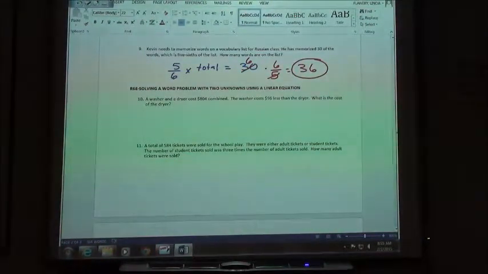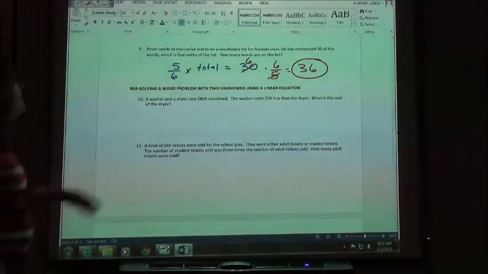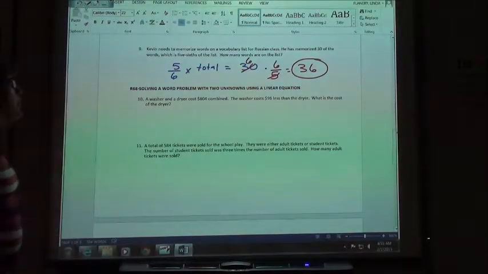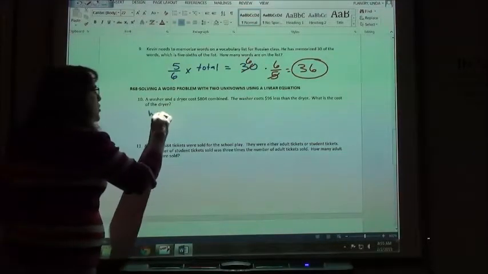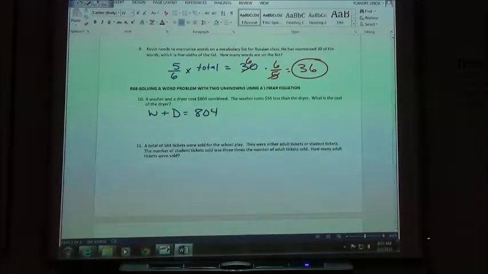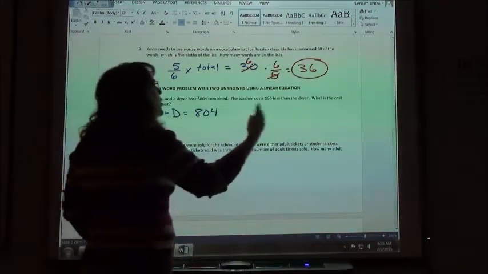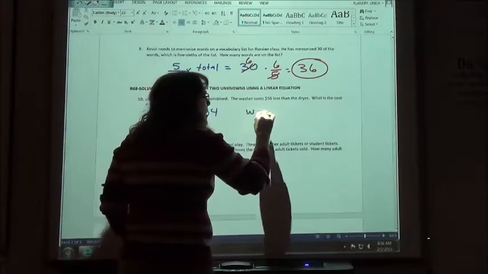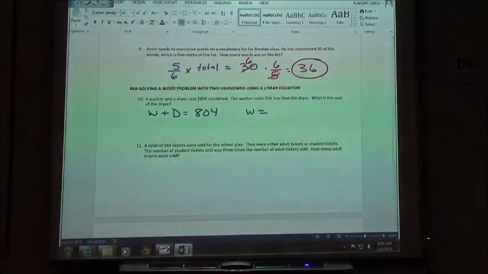Number 10, these are those ones where we're going to have two variables and two equations. Anytime you have two variables, you have to have two equations in order to solve the problem. It says a washer and a dryer cost $804 combined. So my washer plus my dryer is $804 altogether if I add the price of the two of them. The washer costs $96 less than the dryer. Whichever item is mentioned first, that variable is going to be by itself. The washer costs. W equals. Then I got to translate $96 less than the dryer.